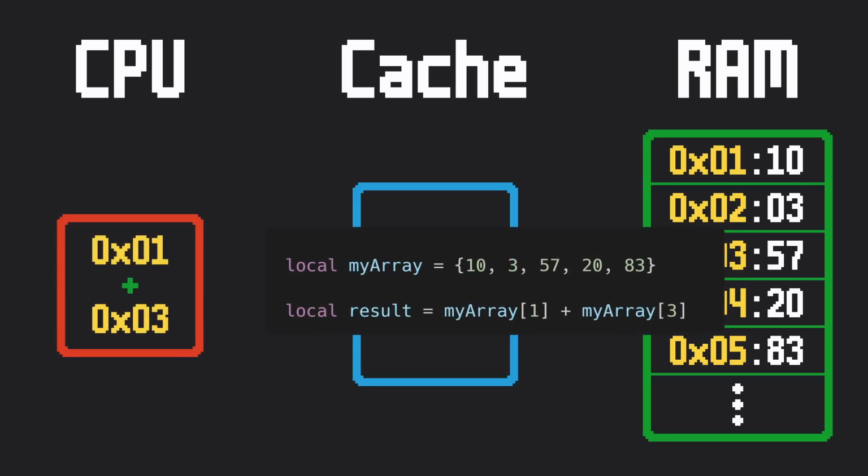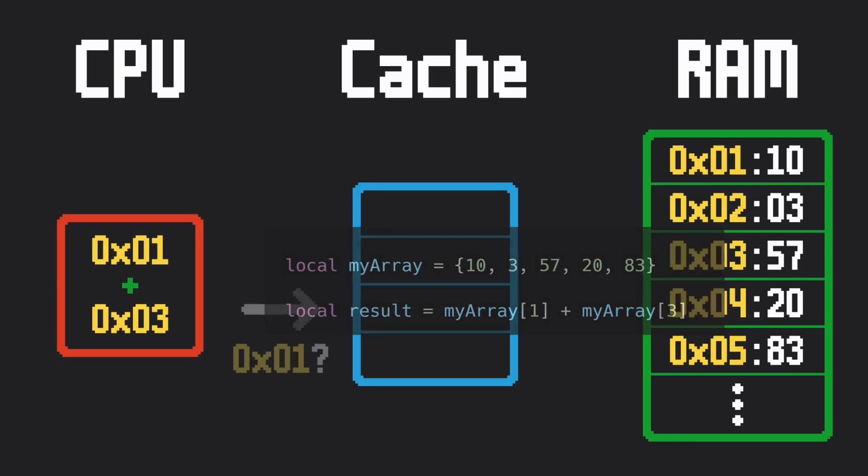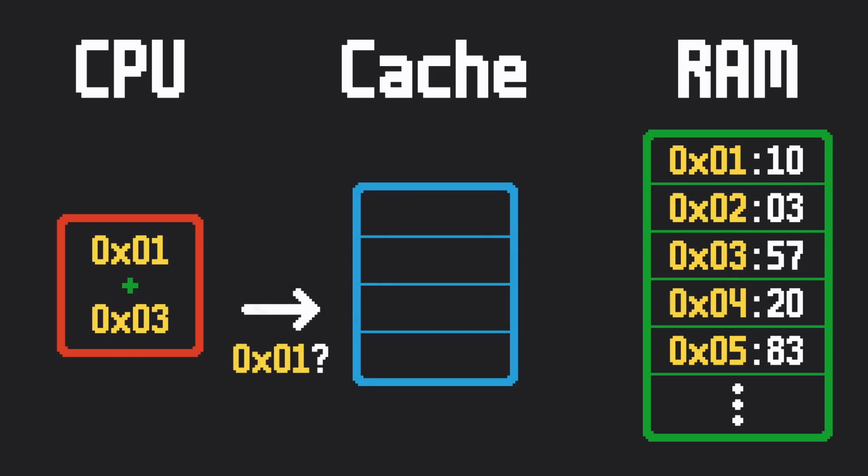On the left, we have the CPU. Let's say we're trying to add two numbers together that are in this array, index 1 and index 3, which happen to be stored at address 1 and address 3. First, we'll request the value at address 1 from the cache. However, the cache doesn't have the data since it's empty. We call this a cache miss.